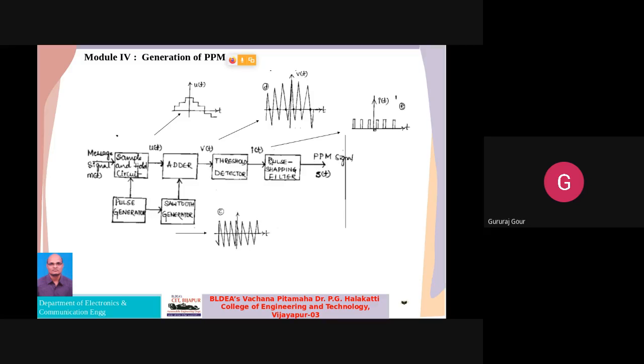Later this will be fed as input to a pulse shaping filter to properly shape it, so that we get the PPM signal here, s of t. In this way, guys, later I will update and upload that. You can refer to the notes, or you can refer to the textbook also. A very brief explanation is given. Like that, you need to explain how we generate the PPM waves.